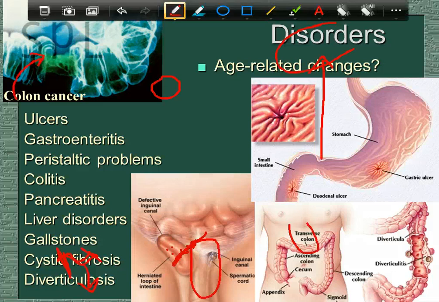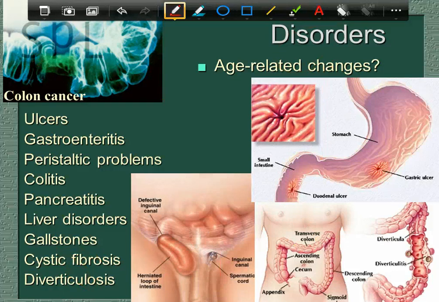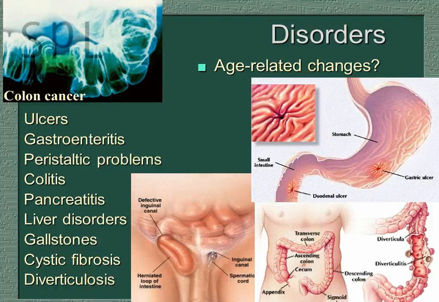Okay, so I was just talking about cancer. So let me point out this picture. Here is colon cancer right there in the large intestine. Good view of where it would be taken out. We've talked about ulcers. Talked about diarrhea and constipation. Mentioned colitis, pancreatitis, liver problems, gallstones. Talked about cystic fibrosis in the respiratory tract.